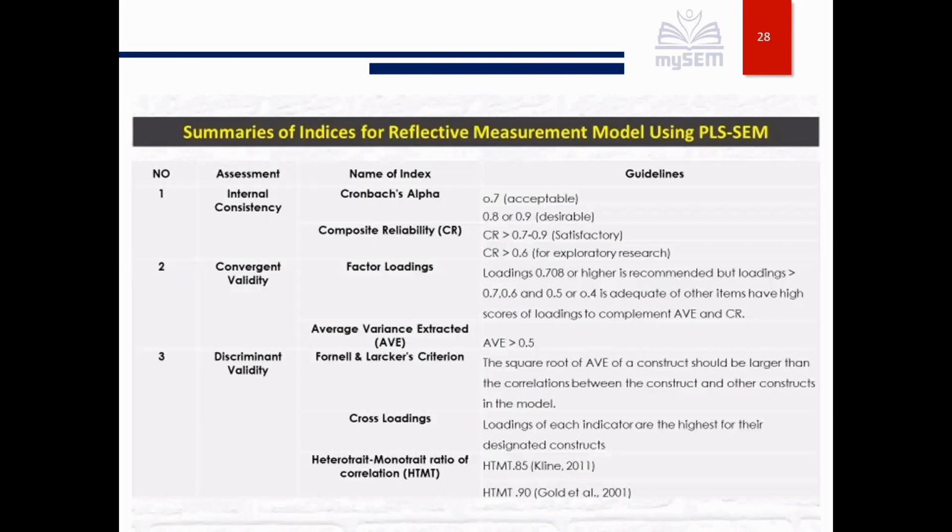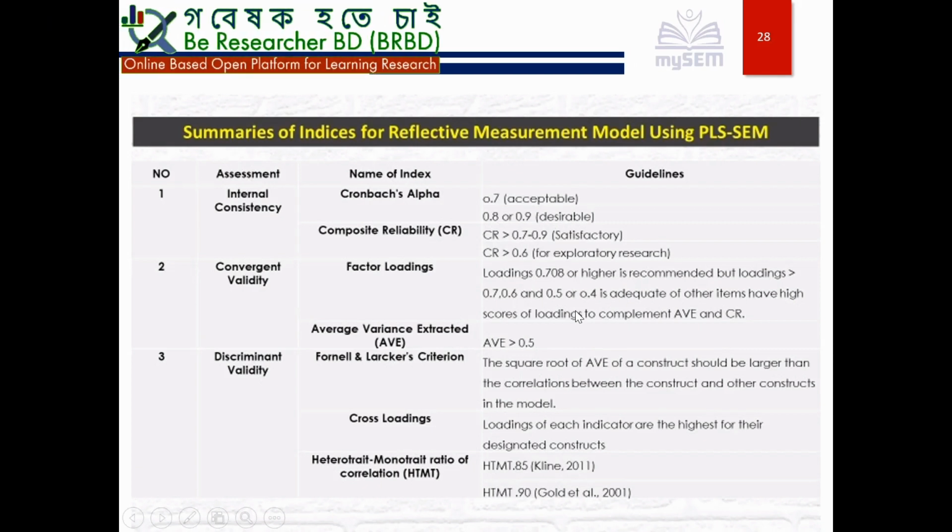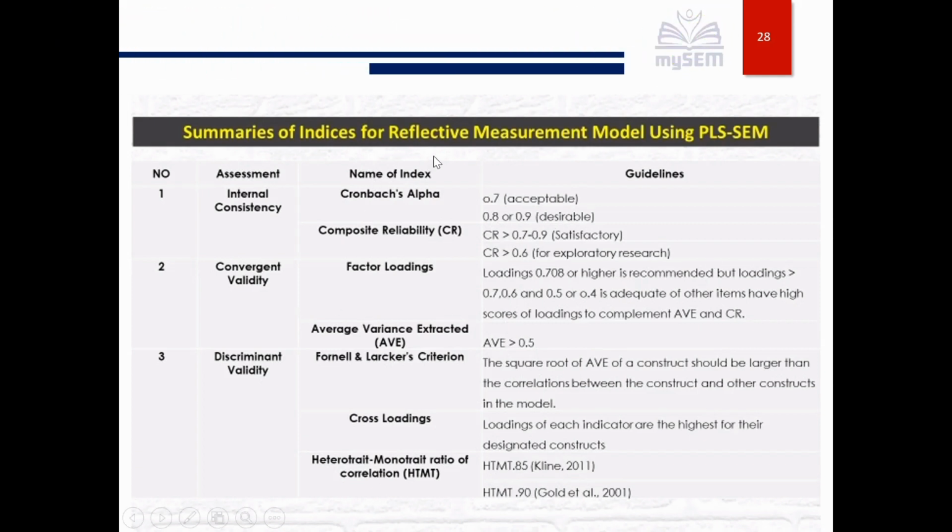See again, the same thing. That's why I told that everything is in my one slide. I think no need to discuss again. Already you know, in the first slide I told assessment criteria, name of the test, and the guidelines or rule of thumb. So again, the same things. If I recall, in the reflective measurement model, you have to do three tests: internal consistency, convergent validity, and discriminant validity.